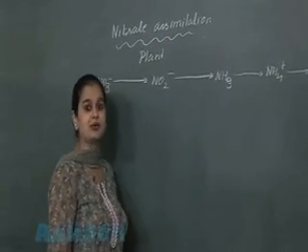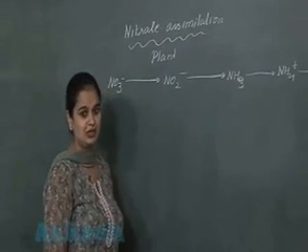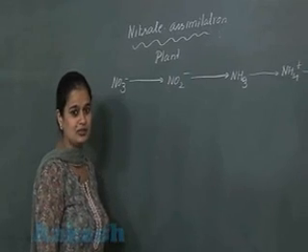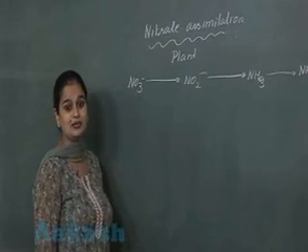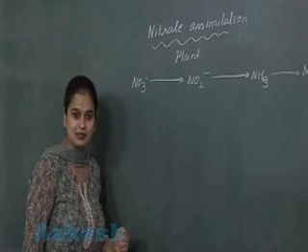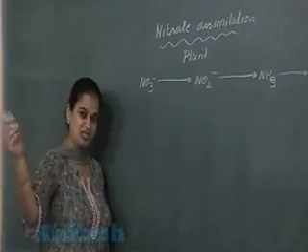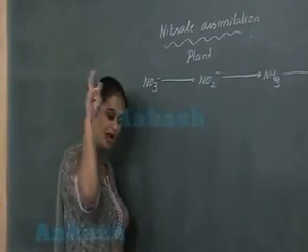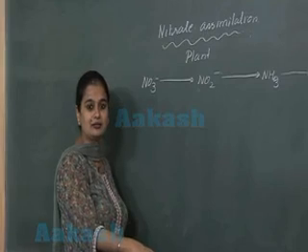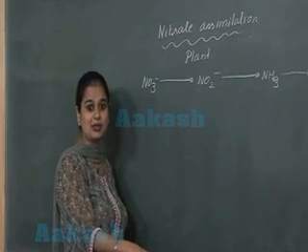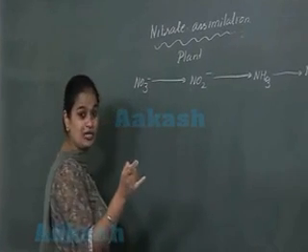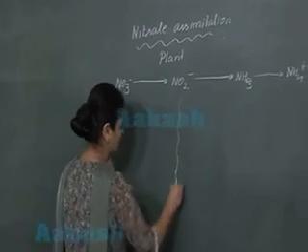This is nitrate assimilation. But you have to keep this in mind. This nitrate assimilation will occur in the plant body, right? So where did ammonification and nitrification occur? Inside the soil. And the nitrate assimilation will occur in the plant body. Let's see what are the enzymes which are involved at these steps.